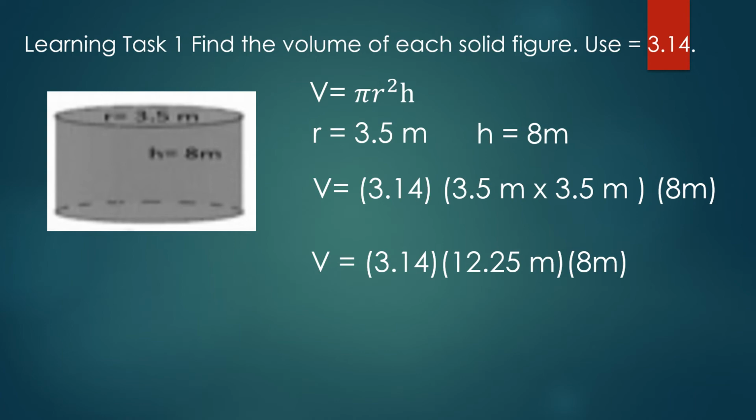So, unahin natin 12.25 times 8. So, we have 98. No? Times 3.14. So, the answer is 307.72 meter cube or cubic meter. So, this is now the volume of the given cylinder.